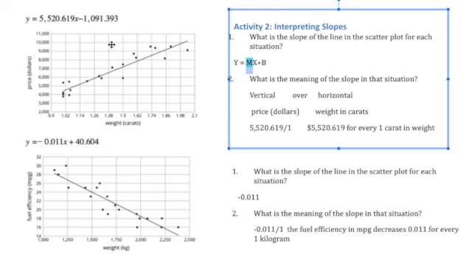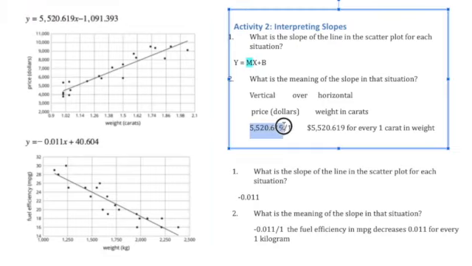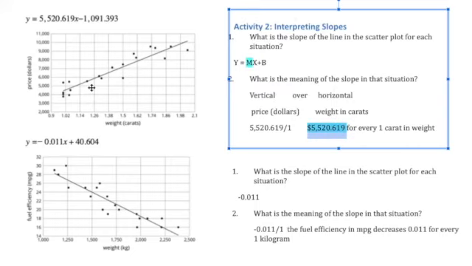Okay, there's my slope, and my slope over there is, oh, I can't even highlight. Dang it. Whatever. So my slope is 5,520.619. And basically that tells me the change, the dollars per carat change. So if I add a carat to my diamond size, I expect to pay an extra $5,500 for that diamond, which is horrifying. That's the way it is. So I'm expecting to see that increase.